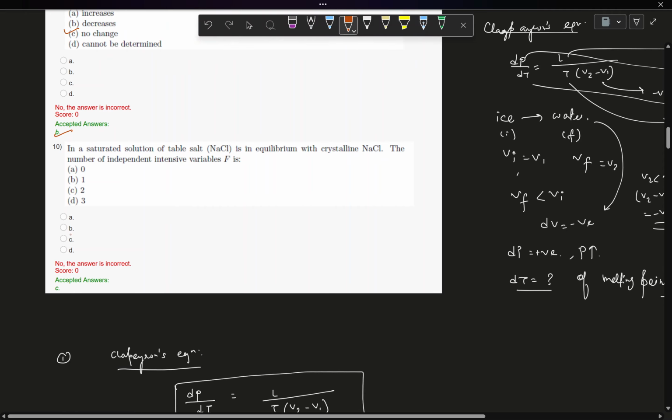Now question number 10 is the last one here: a saturated solution of table salt NaCl, which is sodium chloride, is in equilibrium with crystalline NaCl. Okay, so there is a solution of the salt NaCl and there is a crystalline solid part of NaCl, and both of them are in equilibrium. So the number of independent intensive variables F is what? So there is a very well known formula for this, when you have to calculate the number of independent variables F, basically some kind of degrees of freedom. So there is a relation that F equals C plus P minus 2.